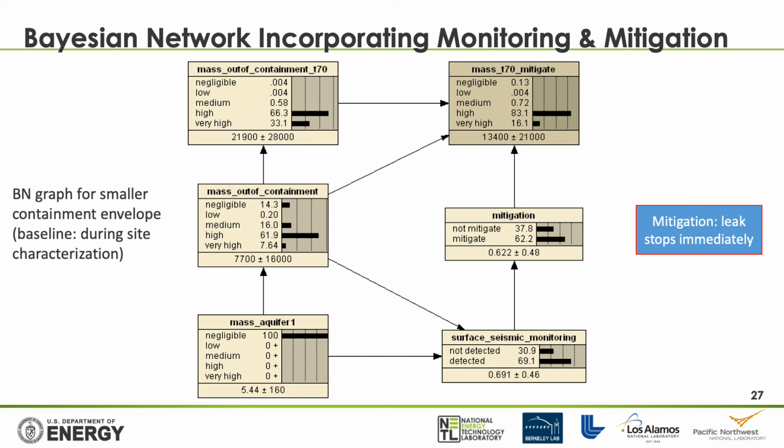The 3 nodes on the right of the graph denote surface seismic monitoring implemented at the site, mitigation activity, and cumulative CO2 leakage mass out of the containment envelope after 70 years if mitigation is performed.